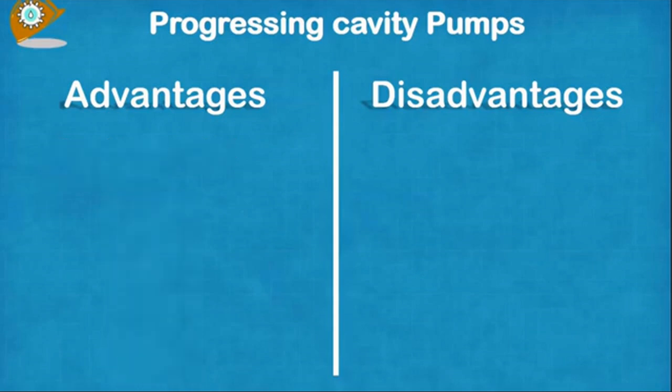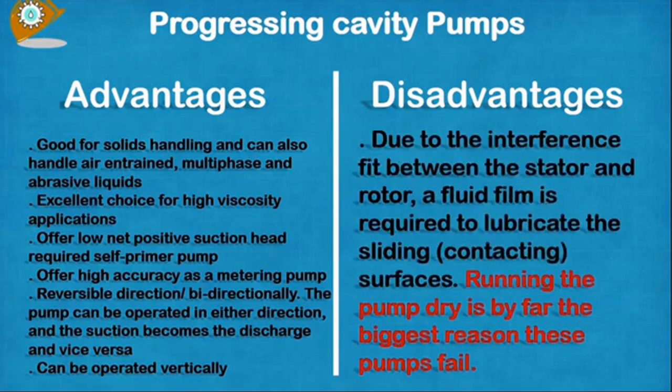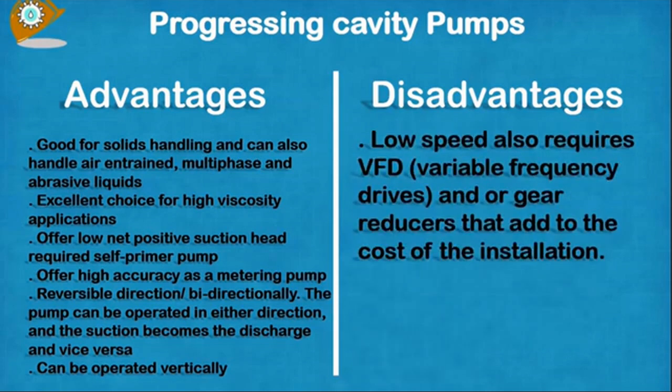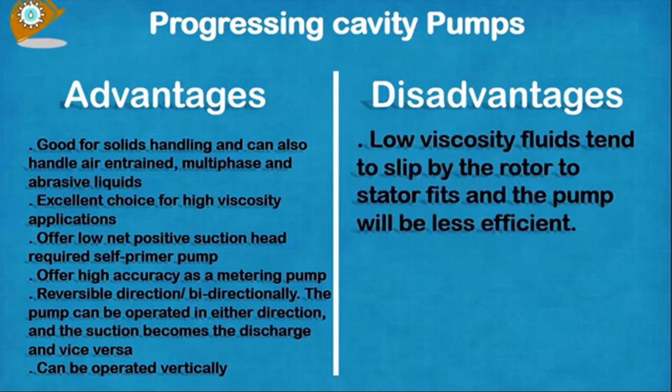Now for the drawbacks. The main cause of these pumps failing is by far running the pump dry. A fluid coating is therefore needed to lubricate the stator and rotor. Low speed also necessitates the use of gear reducers and/or VFDs, which raises the installation cost. Additionally, low viscosity fluids have a tendency to slip beyond the rotor's fit with the stator, making the pump less effective.